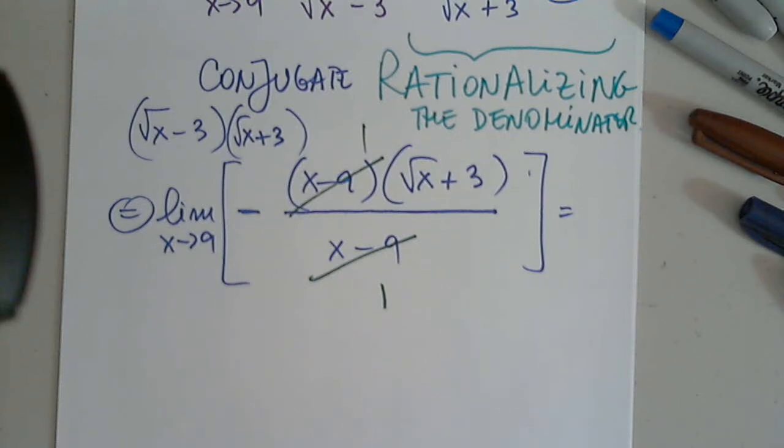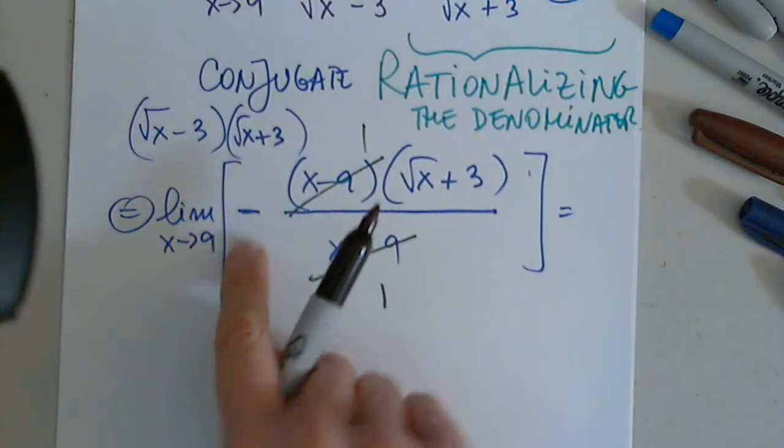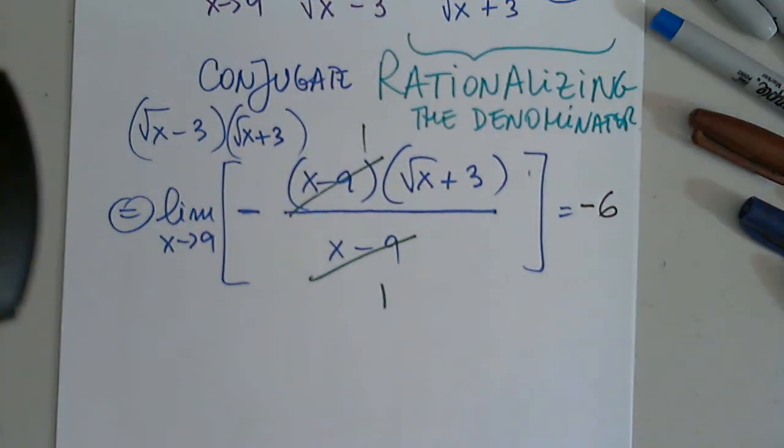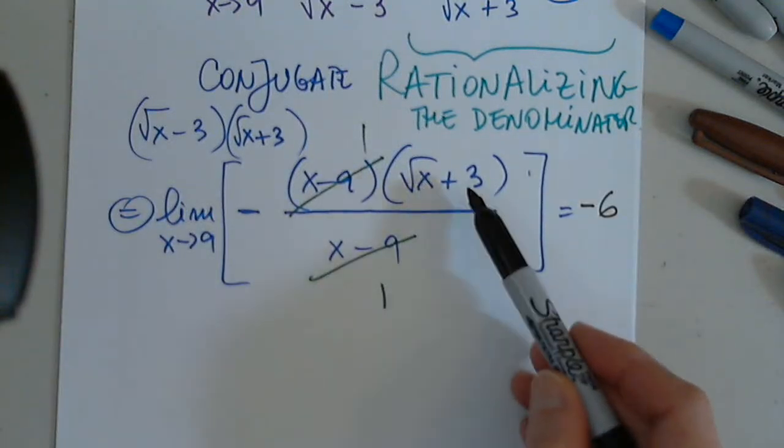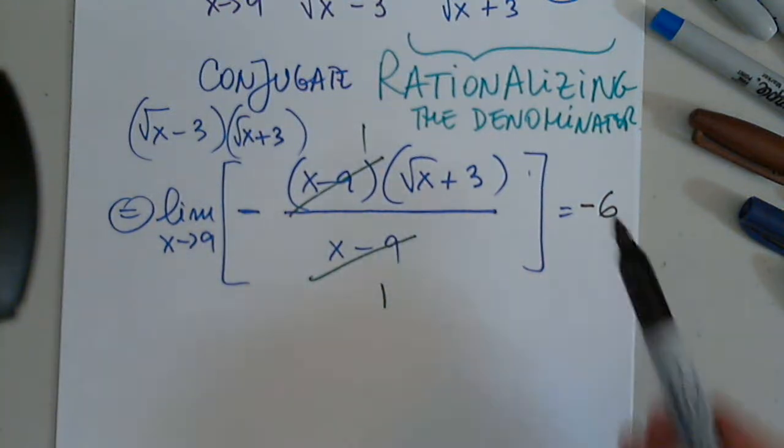It's 6, with minus. Very good. The limit operator is applied. When x approaches 9, the square root of 9 is 3. 3 plus 3 is 6. With minus in front, negative 6.